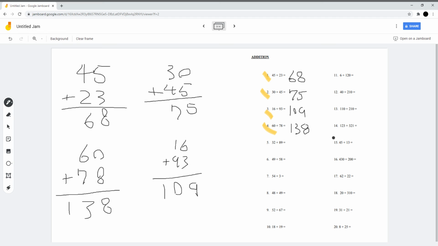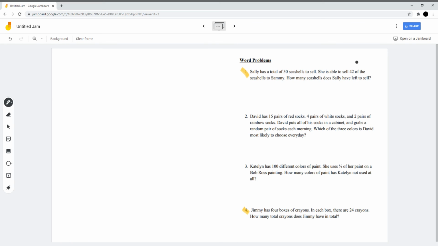Word problems. Sally has a total of 50 seashells to sell. She is able to sell 42 of the seashells to Sammy. How many seashells does Sally have left to sell? The equation for this is subtraction, because it says, how many seashells does Sally have left to sell? Left to sell means subtraction. 50 minus 42 equals 8.